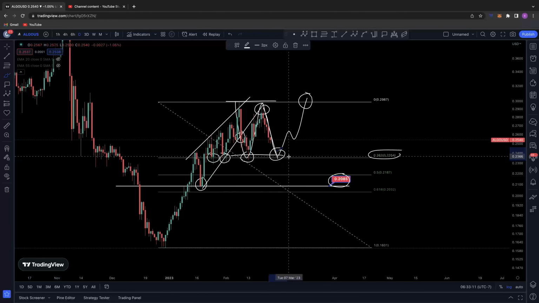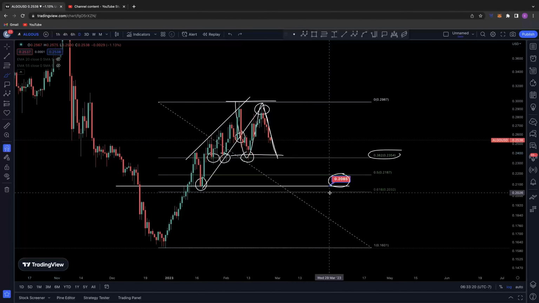So if we do hold 23 cents, I would look to go long to 30, but if we fail to break that, again, this 20 cent range down here is still my target. Okay, it's still my target.